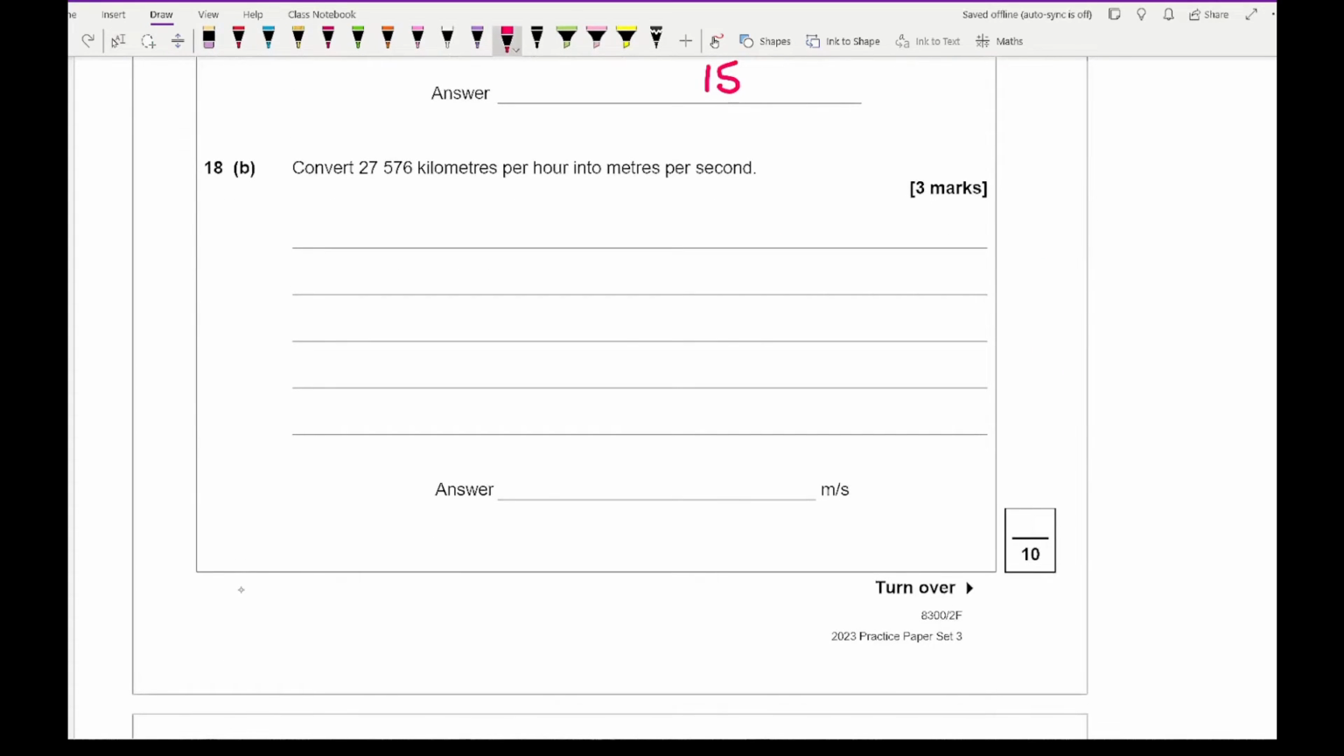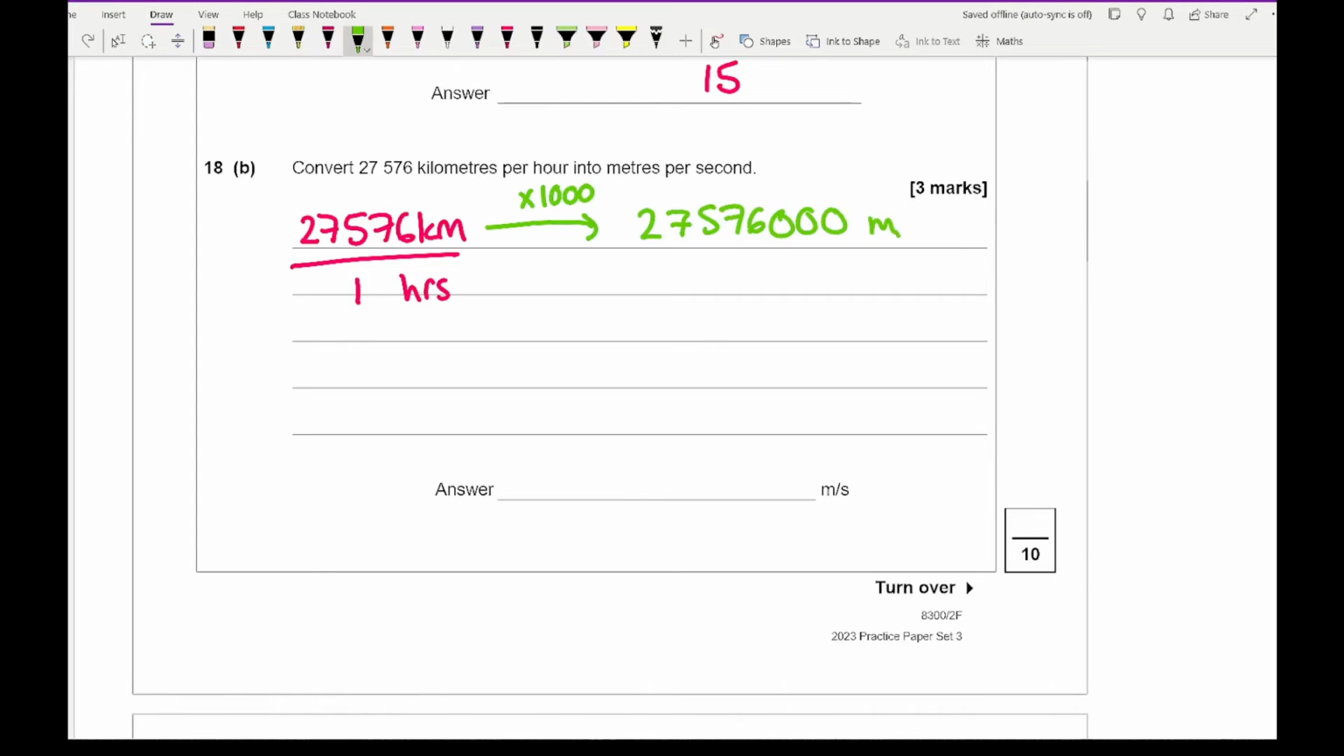Question 18b says convert 27,576 kilometers per hour into meters per second. So if I write down the units of this, that's kilometers divided by 1 hour. Then what I want to do is convert kilometers into meters. So I multiply that by 1,000. So that's going to be 27,576,000, and that's in meters. And then I want to convert 1 hour into seconds.